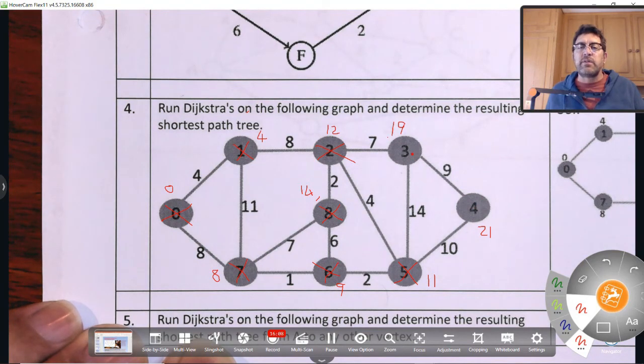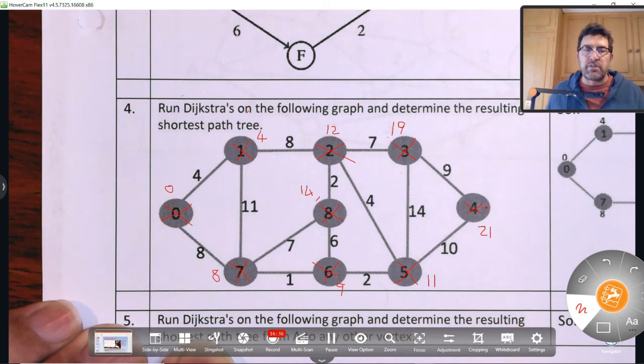So if I go from 19, the only place I can go to now is this vertex 4. 19 plus 8 is 28, which there's already a 21, so I mark it as visited, and there is my Dijkstra algorithm applied. Okay, Dijkstra on the graph was applied to determine the resulting shortest path tree.